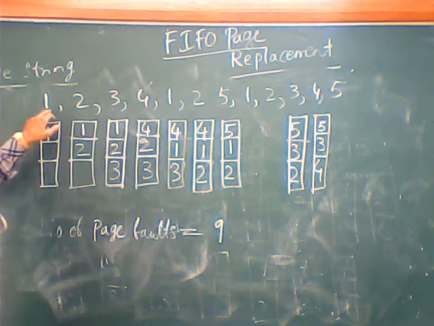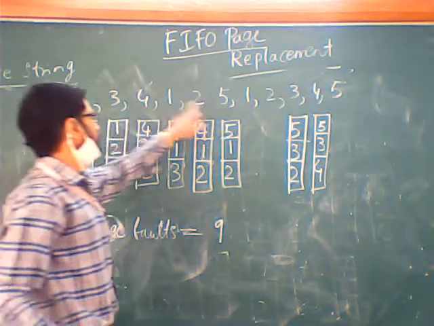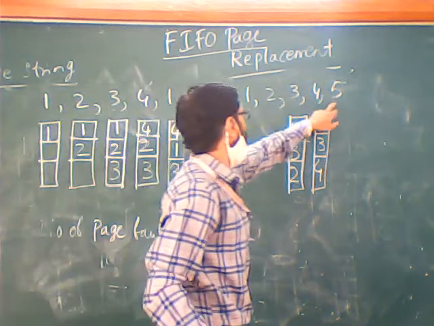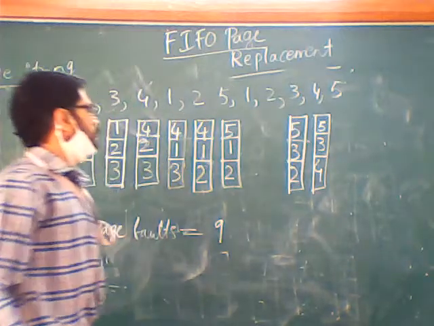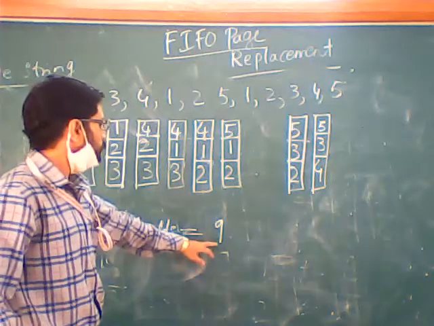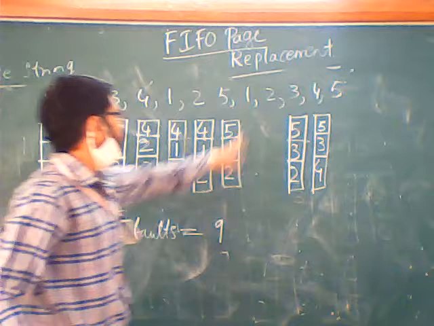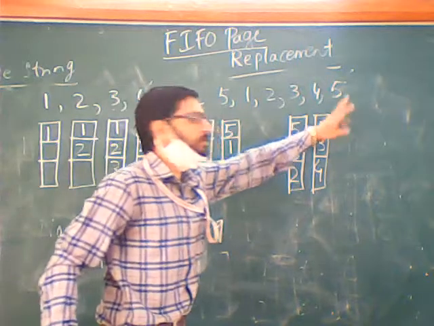How many references are there? 1, 2, 3, 4, 5, 6, 7, 8, 9, 10, 11, 12. So 12 minus 9 should give the page hits. So 1, 2, 3. So page hits will be 3.